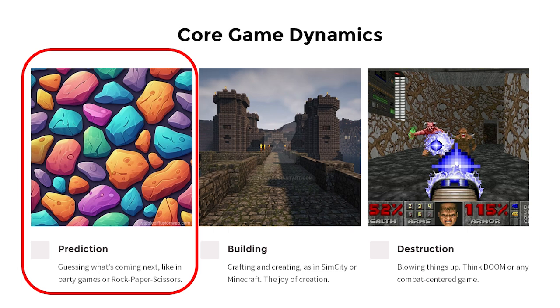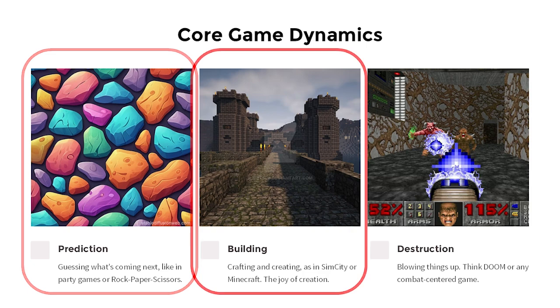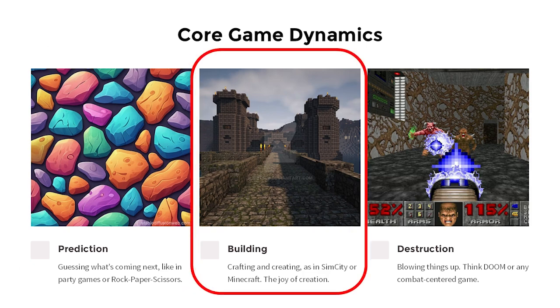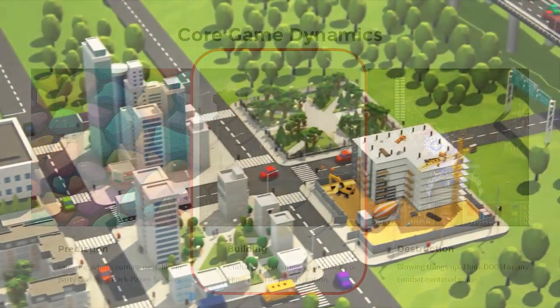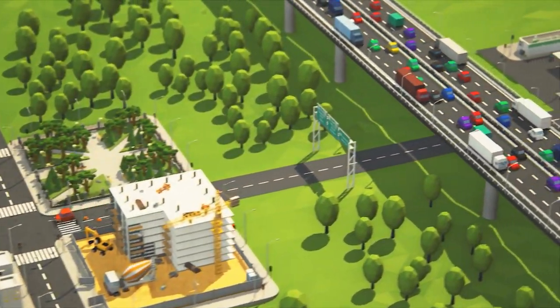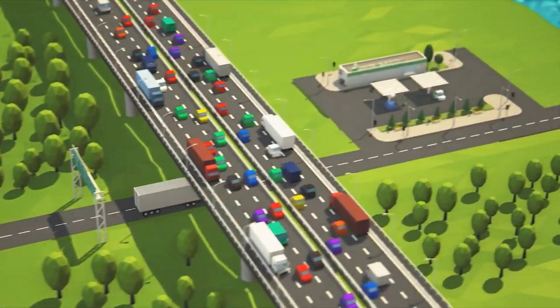Then there's prediction, or guessing what's coming next. It's the heartbeat of party games or even a quick match of rock, paper, scissors. With the building core dynamic, you're crafting, designing, and bringing something into existence. You can see this in SimCity or Minecraft. This kind of dynamic represents the basic joys of creation.